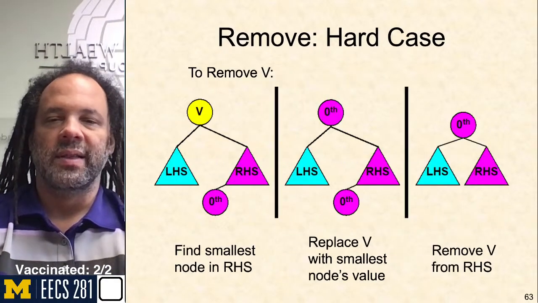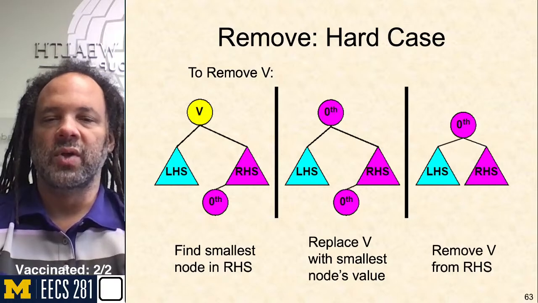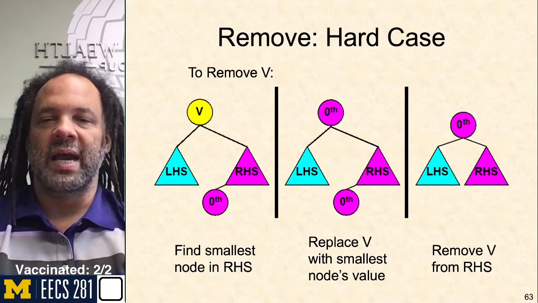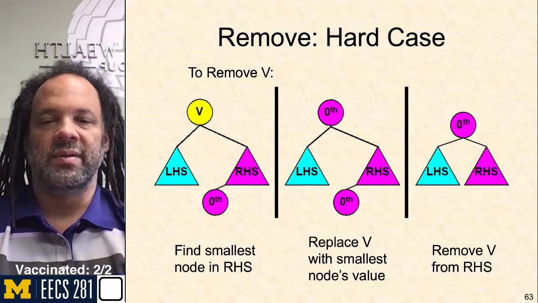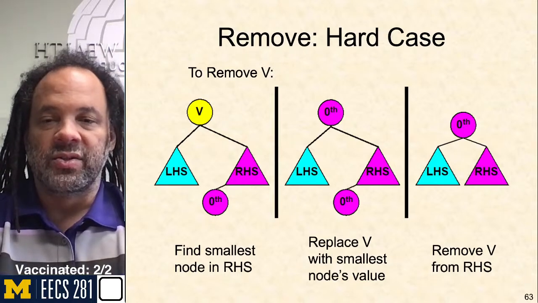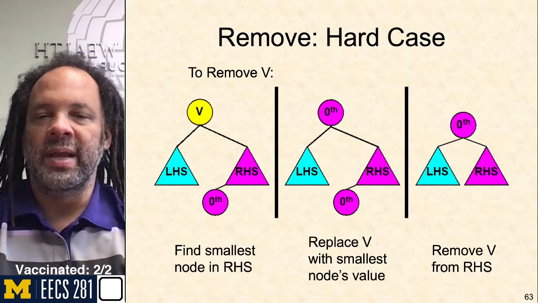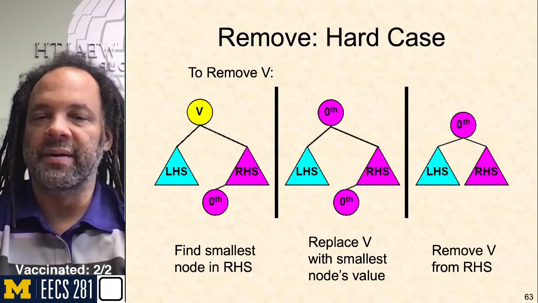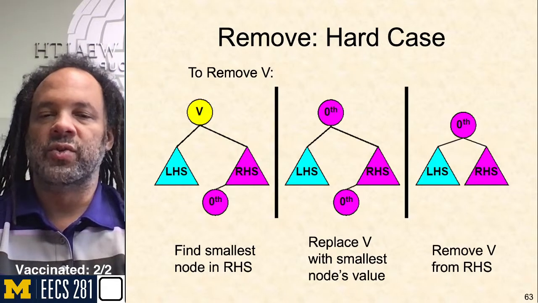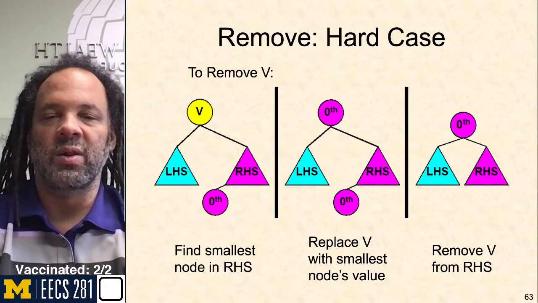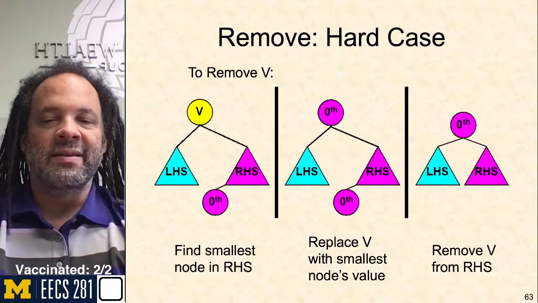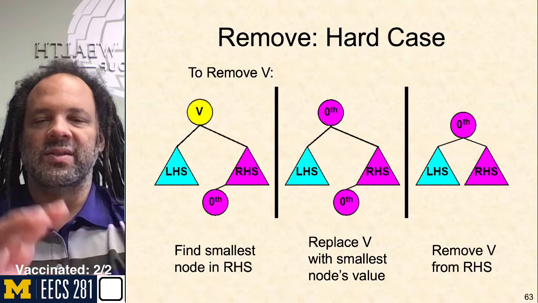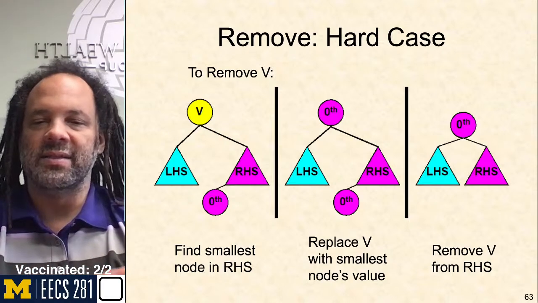All right, let's see how this looks in pictures. So here we have V, which is the item we're going to remove. It's got some left-hand side, which is this cyan triangle, meaning we don't know how many items are over there, but there's something there. The same is true on the right-hand side. There's some triangle over there, that's the magenta one, that says that there's something there. And then the 0th node, that's the one that's the smallest node on the right-hand side, is somewhere over there.